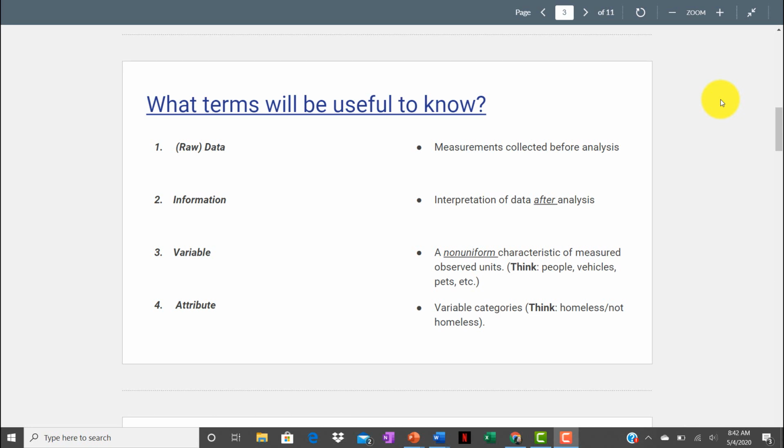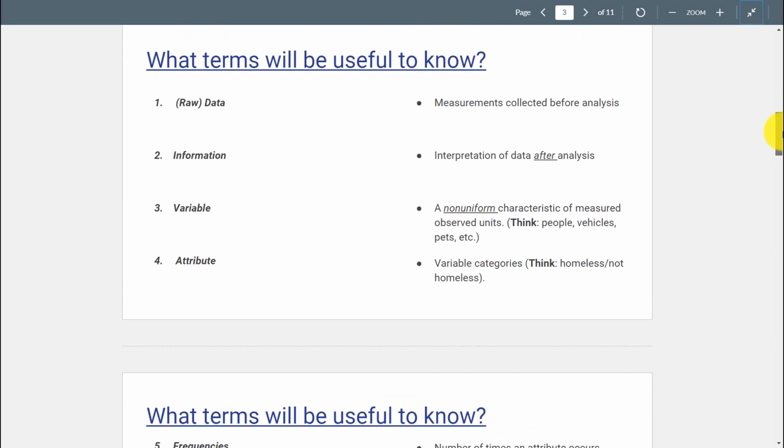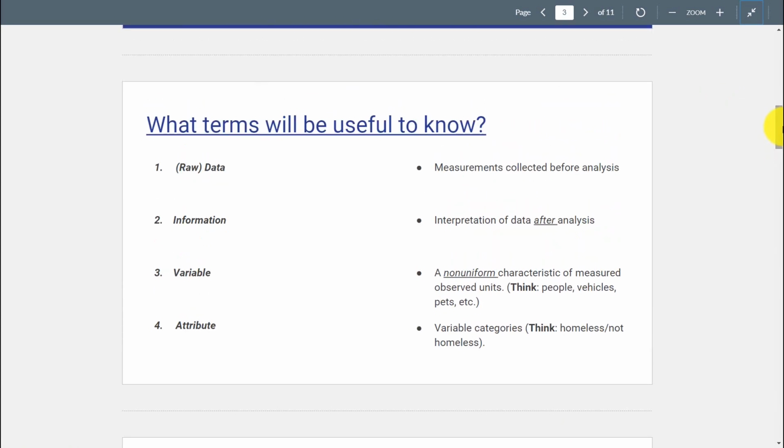So moving on, we did a presentation, and it's still, of course, on the module for week 2. Here it is. Okay, we take a look now at the terms that will be useful to know throughout the semester. I said that data is measures collected before analysis, and information is what we call interpretations of data after analysis. I did talk about that at the beginning.